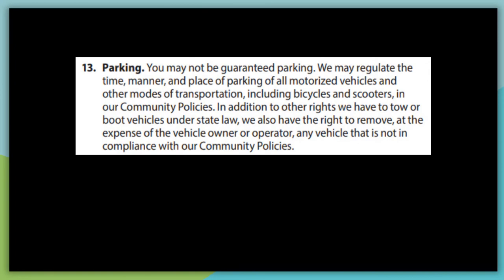Paragraph 13 states the parking policy and the towing policy as well. There may also be some parking information in the special provisions section or an addendum, particularly if your complex requires resident stickers, tags, visitor tags, or has assigned parking.